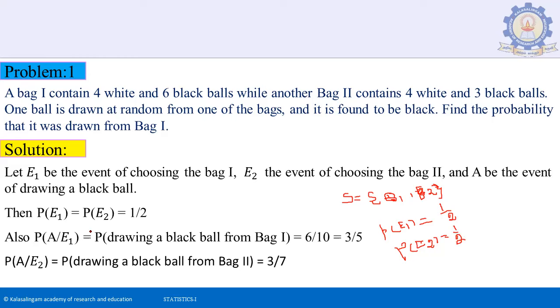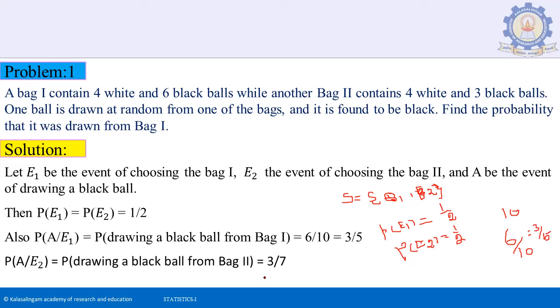Next, already E1 and E2 events have happened. We want to find the probability that one ball drawn at random from one bag will be black. So P(A|E1) is the probability of drawing a black ball from bag 1. Bag 1 has 10 balls in total, and we want to take a black ball. There are 6 black balls, so the probability will be 6 by 10, which is 3 by 5.